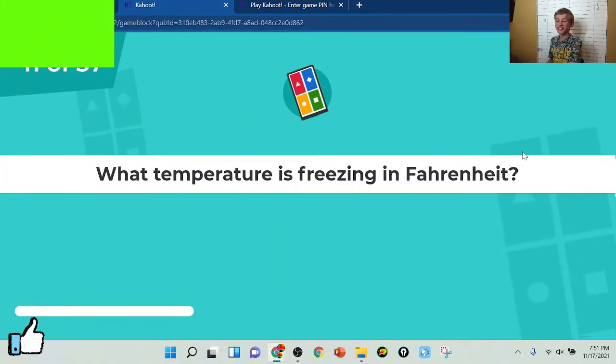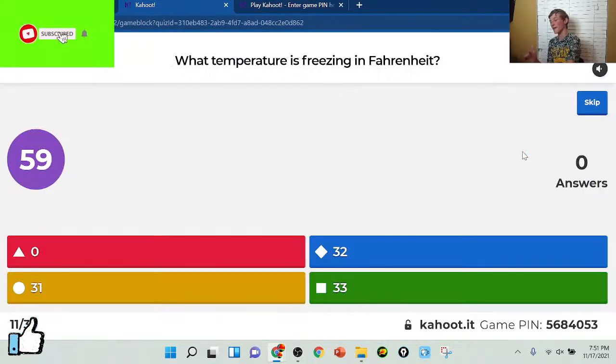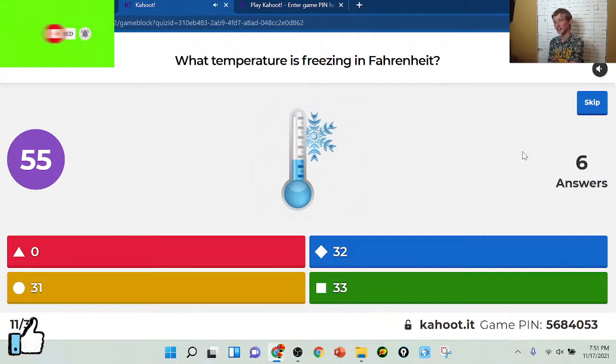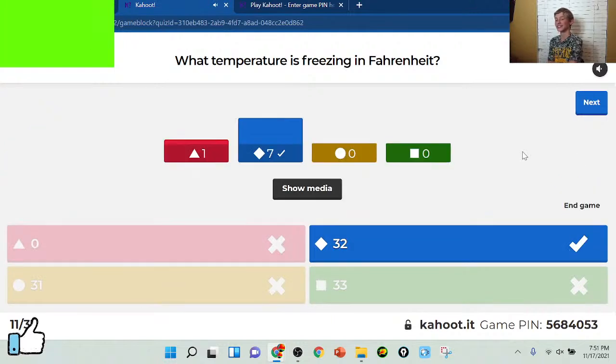Now, what is freezing temperature in Fahrenheit? We usually use Fahrenheit most often. Is it 0 degrees? Okay, because who clicked 0? We just went over this. 0 is freezing in Celsius. This is Fahrenheit. Not trying to judge y'all, but come on. Alright, yes, 32 is freezing temperature in Fahrenheit.